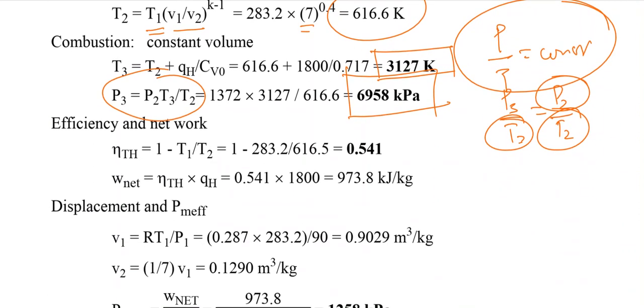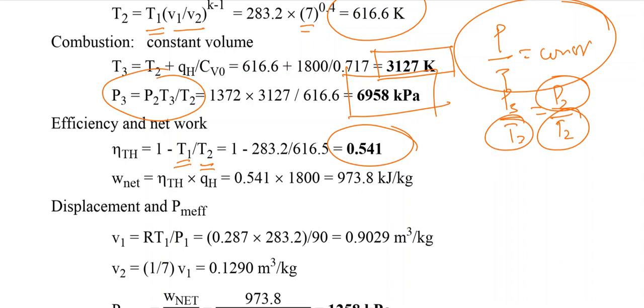Moving towards finding the thermal efficiency, you can find it using the efficiency equation, which we derived in lecture number 12a as well. But you can also simply find the thermal efficiency using the Carnot expression, as this is a standard cycle. So thermal efficiency would be 1 minus T1 by T2. T1 is already there, T2 is already there, so you can find the thermal efficiency, which is 0.541 or 54.1 percent.